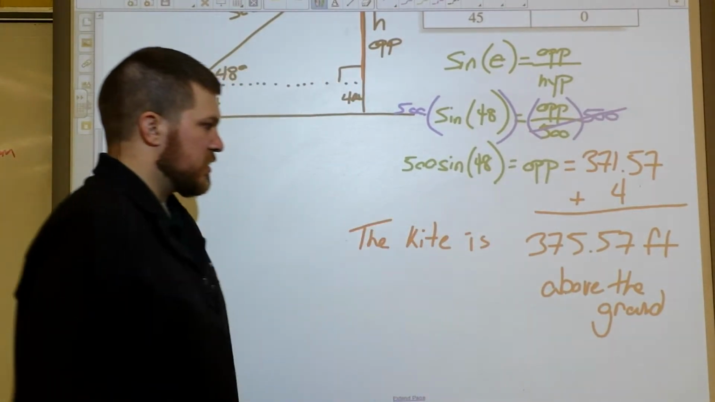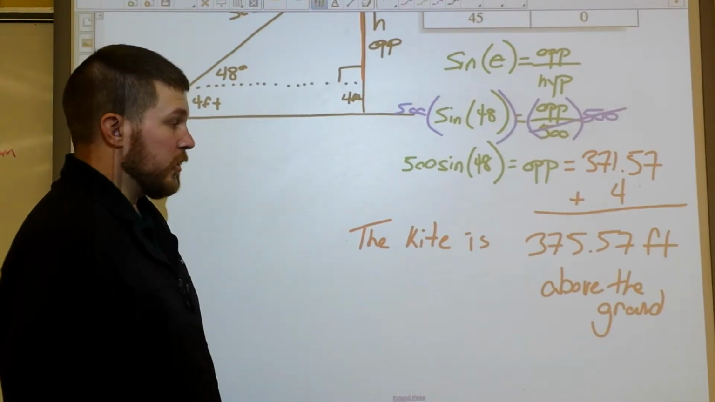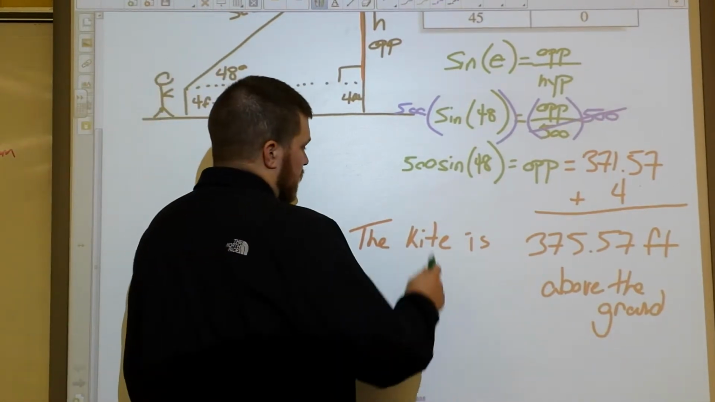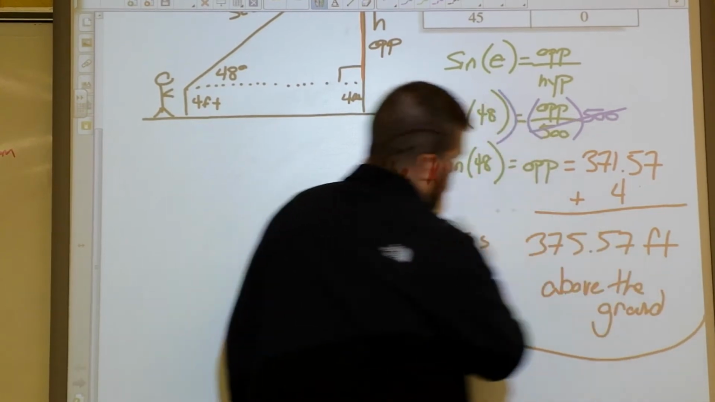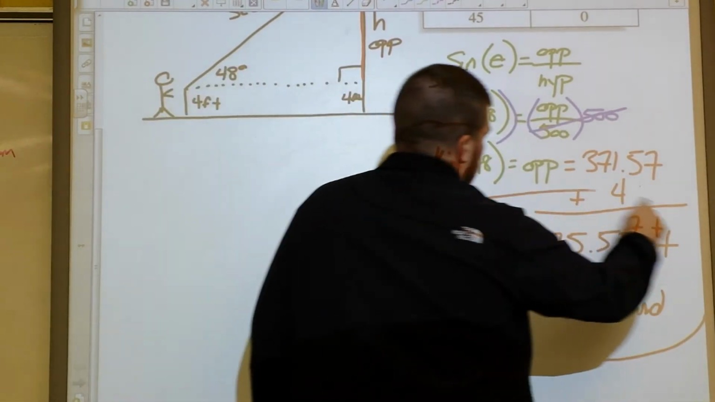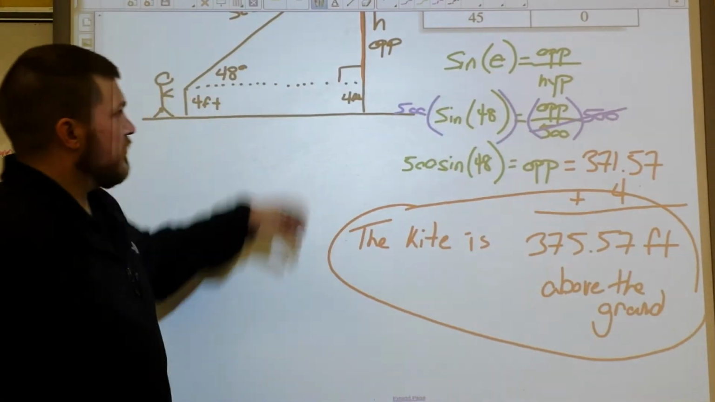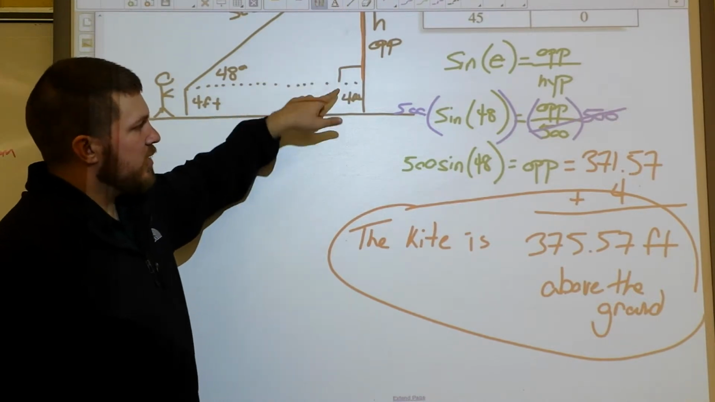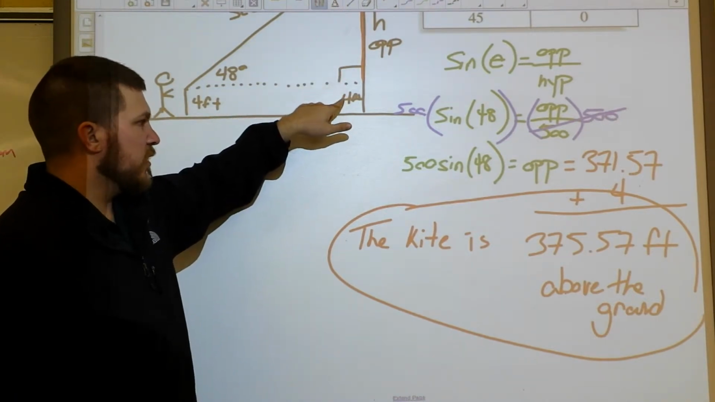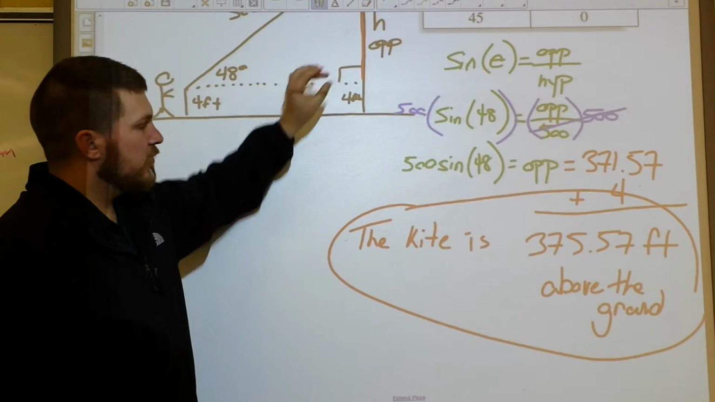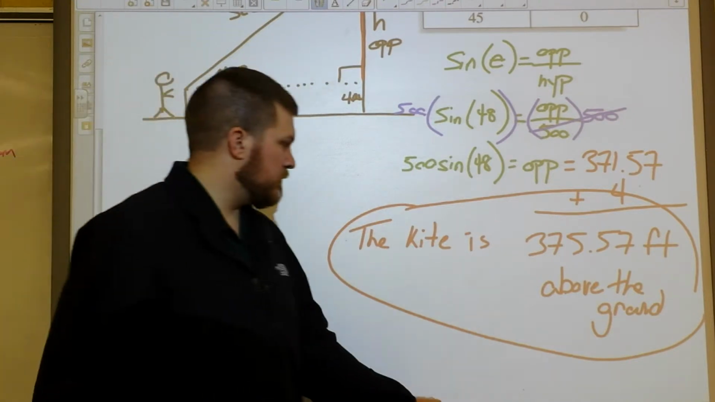So the kite is about 375.57 feet above the ground. That's my answer. Again, we used right triangle trig to find part of the altitude, but we had to use that information we were given at the very beginning. We're holding the kite 4 feet above the ground to begin with.